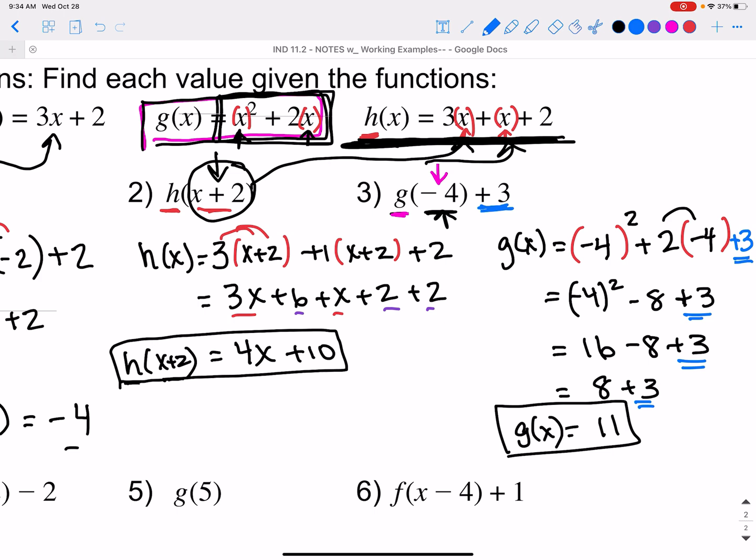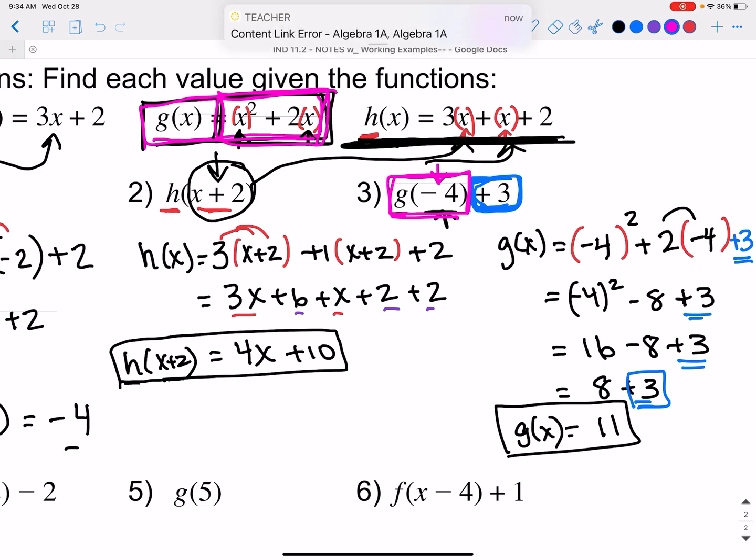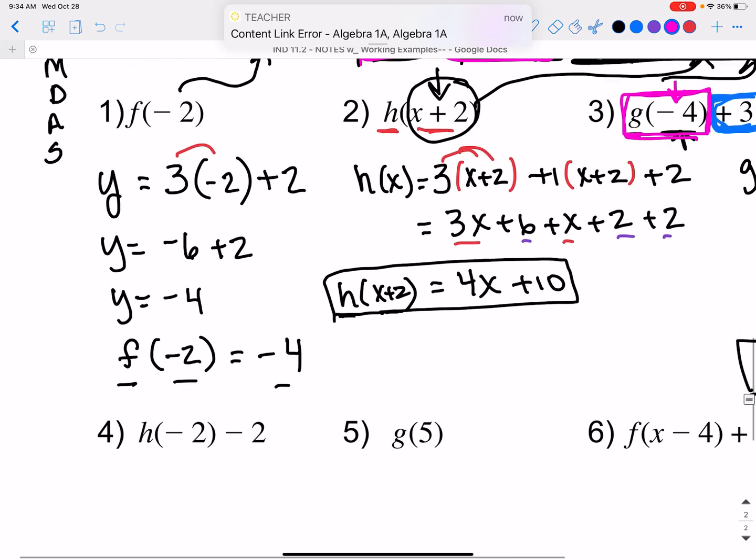So anytime you have something outside of your parentheses, it's a last-minute afterthought that you do at the very end, and you add it at the very end after you have already evaluated, right? I evaluated my function, my g, using my x squared plus 2x, and then at the end, I tacked on that 3, okay? All right, let's do another example here.